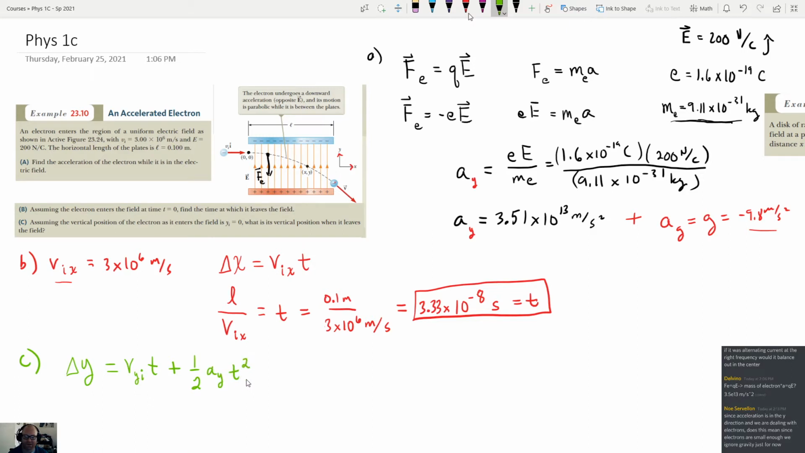Okay, we just found time, so we have this quantity. What's the initial velocity in the y direction of the electron going to be? 0. Yep. And we're trying to solve for delta y, so delta y is going to be 1/2 multiplied by the acceleration that we got in part A, and then times time squared.